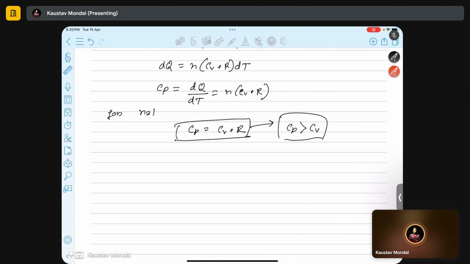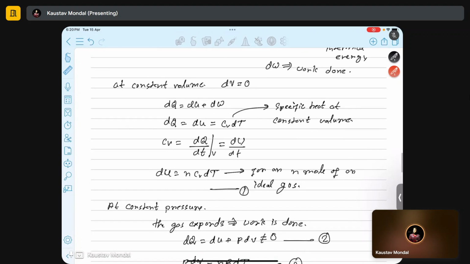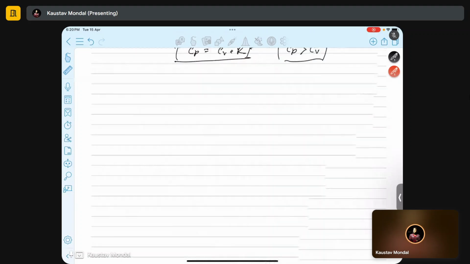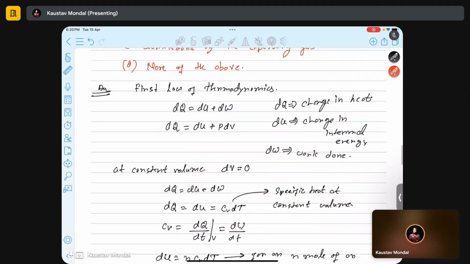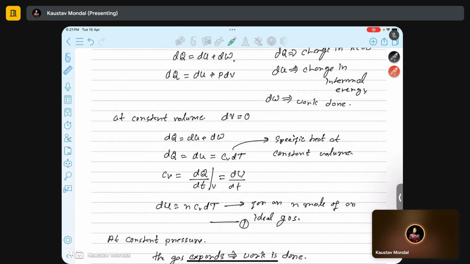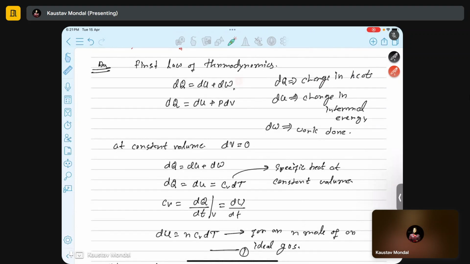So from the first law of thermodynamics you can easily prove this fact, that Cp will always be greater than Cv. For that, let me just briefly explain what we have done here. We started from our first law of thermodynamics, from the very beginning.